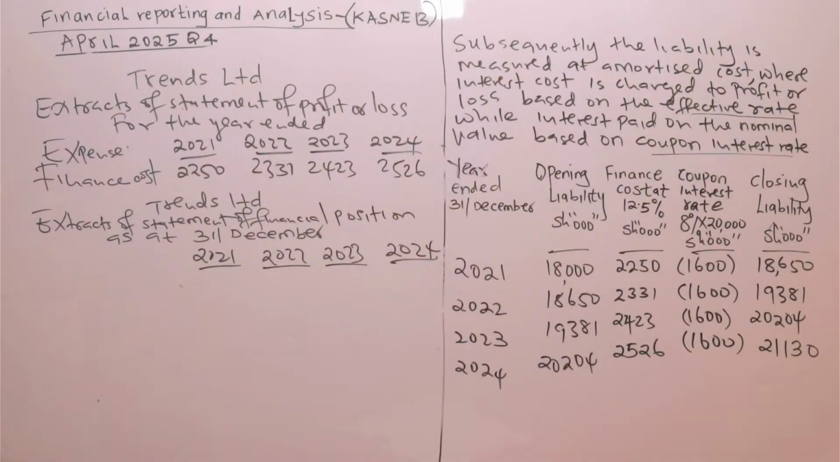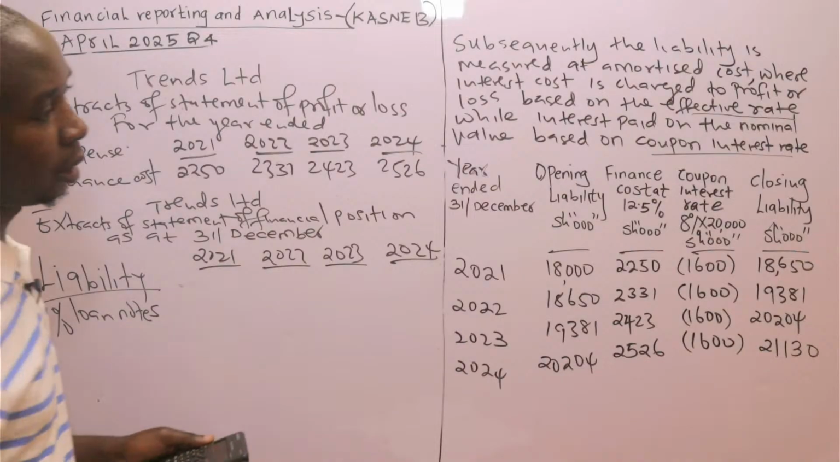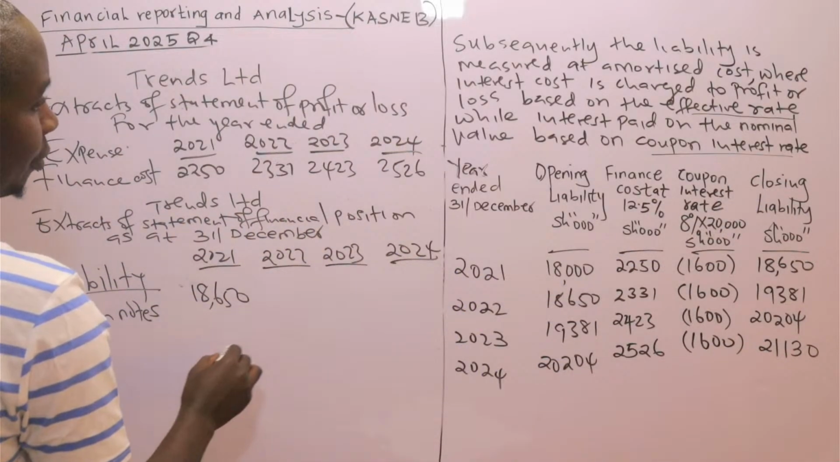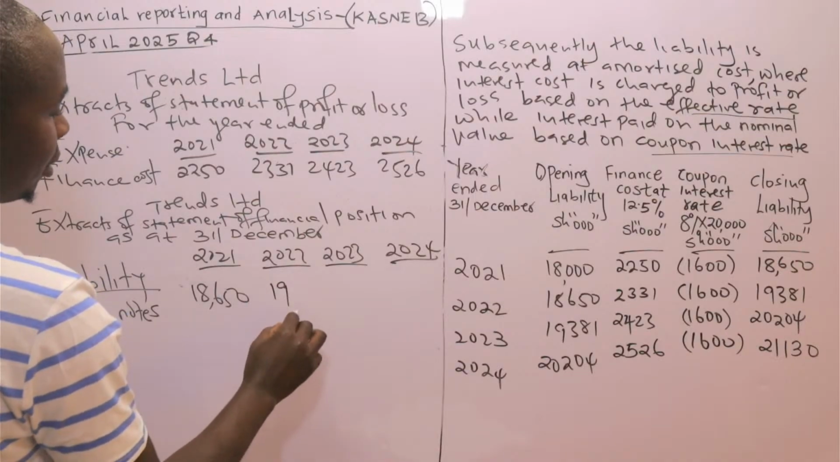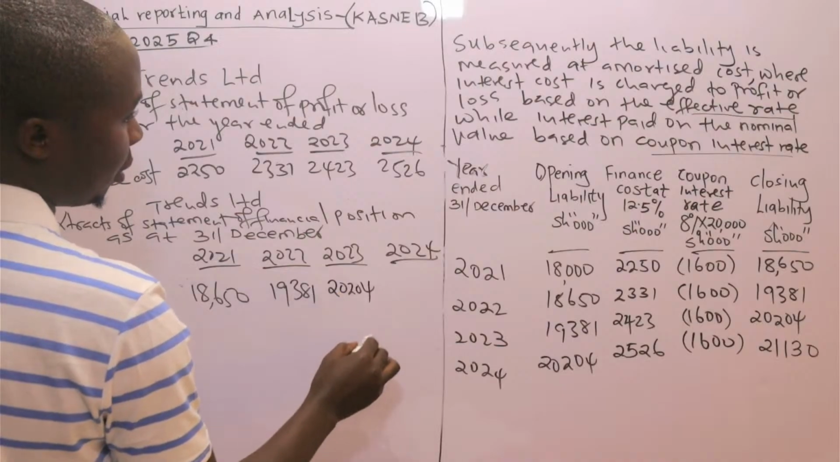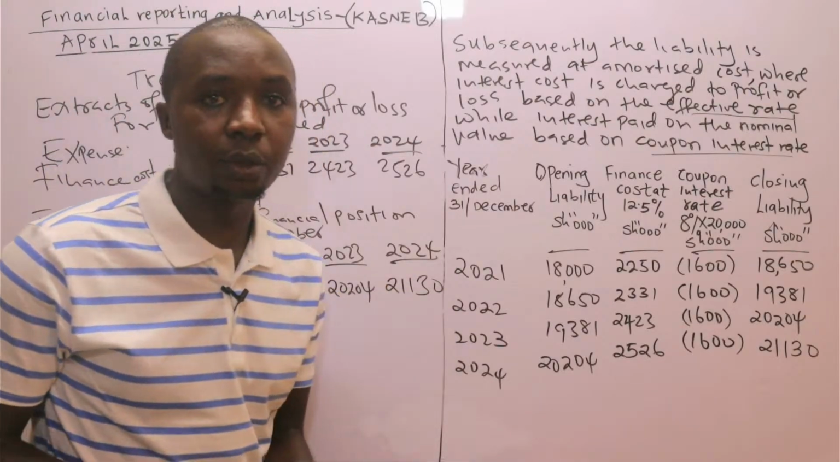So for this one, remember that it's a financial liability which we have. So I will say liability. It's an 8% loan notes which was issued. So the closing liability by the end of the first year is 18,650, then 19,381, then 22,04, then 21,130. So we are done with that question.